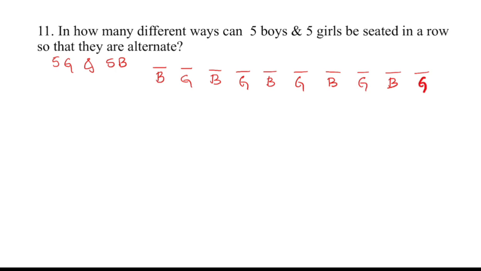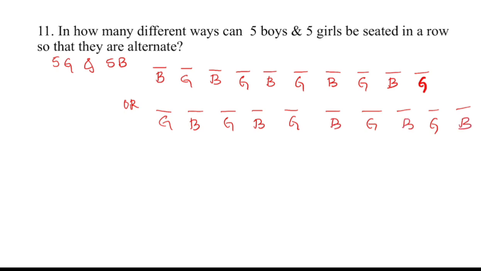5 girls, but this is not the only way, isn't it? They can sit like this also, no? Or like this. They can begin with girls and then boys. So either like this or like this, isn't it? Now again this is an either-or condition.